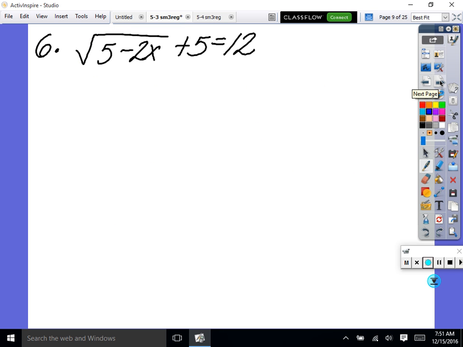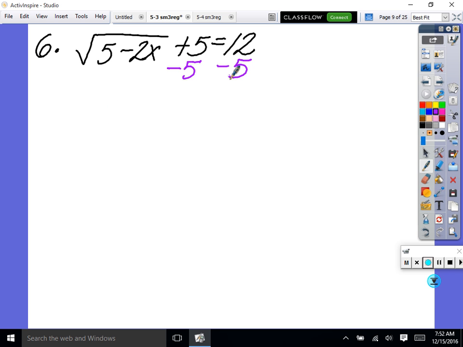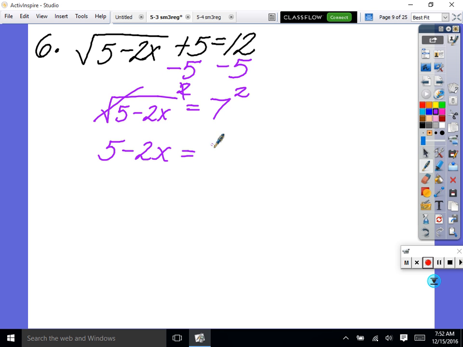Okay, let's do number 6. First step, you've got to go in this correct order. First step is isolate the radical completely. So my first step would be to subtract 5. So we have the square root of 5 minus 2x equals 7, right? Then we would square both sides again. So we have 5 minus 2x, because root cancels out with power, equals 49.